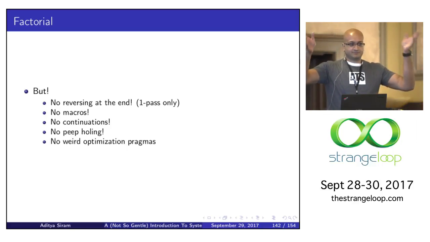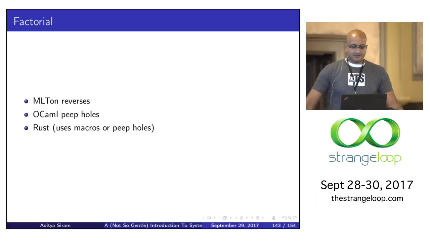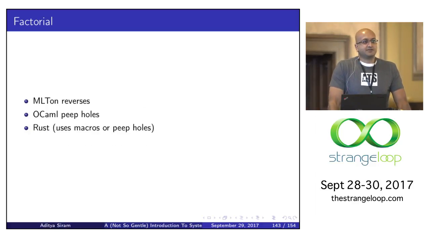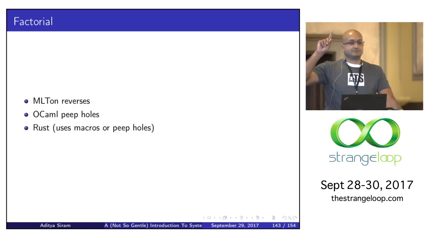Pick your favorite strict functional programming language and look at the implementation of map in it and see how it does it. MLton, the standard ML that is all about performance, reverses. So if you look at the source code for MLton's list map, it applies a function to everything in the list and then reverses that list. So it's taking 2 passes. OCaml peepholes. OCaml has this mutable accumulator that it keeps tacking on to the end of. That's the same as a while loop. That's cheating. Rust I think uses macros, possibly, or peepholes, one of the two. Or it just writes it in LLVM, I don't know, right?